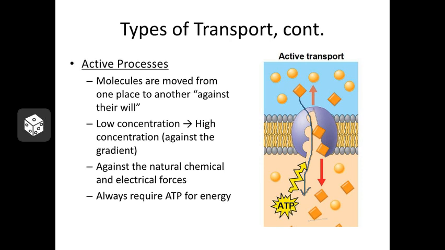Now, because molecules are being forced to move against their will, against the gradient, the cell does have to expend some energy. And this energy is always going to be in the form of ATP. Here you can see an ATP molecule being broken down for energy to power this reaction.